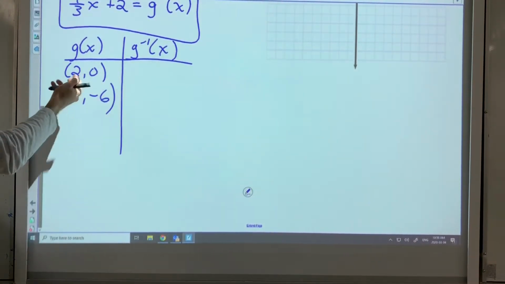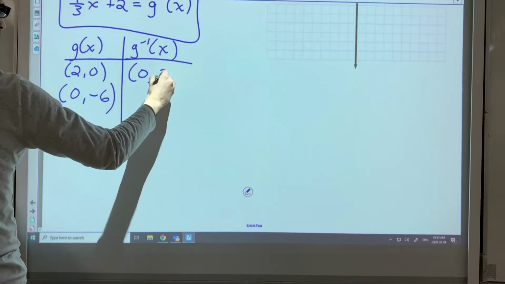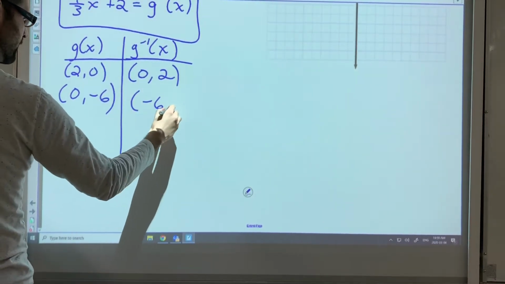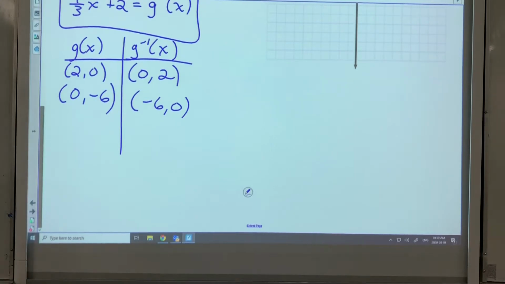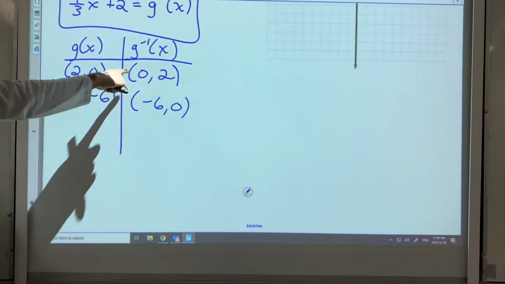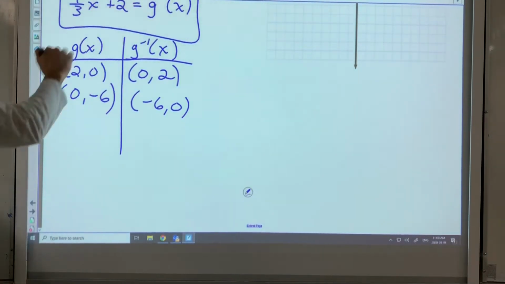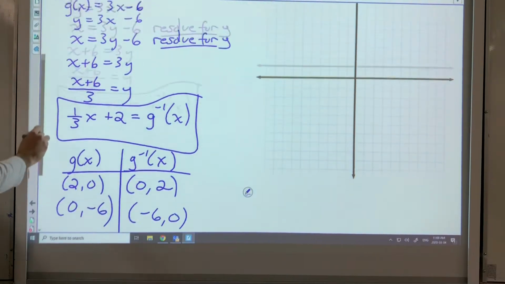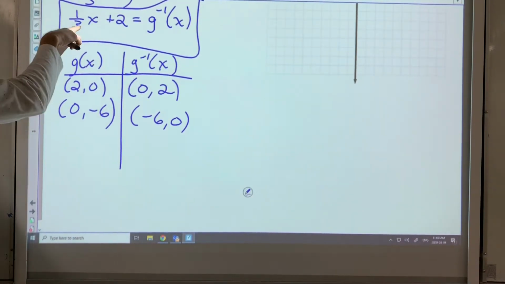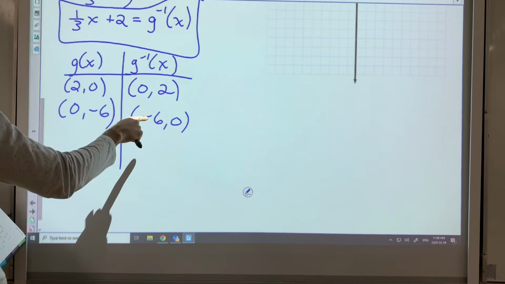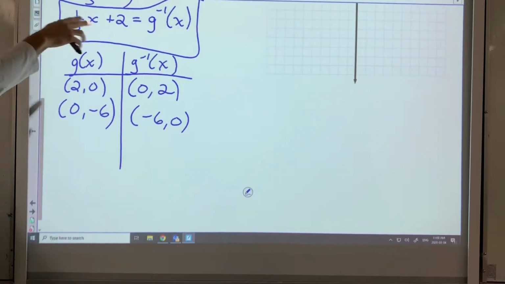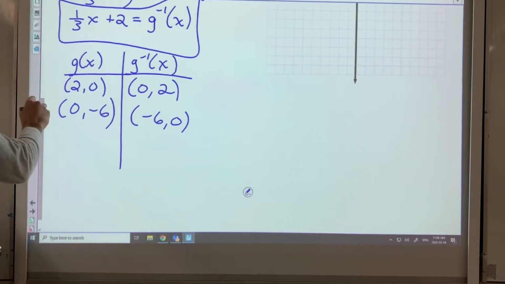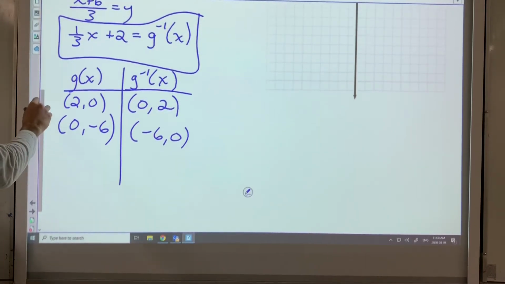On the inverse graph, they simply trade places. Let's verify. If we plug in x equals 0, do we get 2? Yes, I plug in x equals 0, I get 2. If I plug in negative 6, I would get negative 2 plus 2, 0. So clearly we have the right equation there.